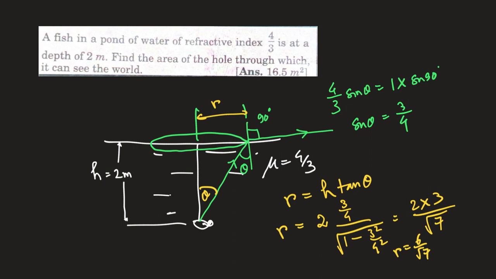So you need the area of the hole. So area is pi r square. So that is pi, means 22 by 7 into 36 by 7. So this much meter square.